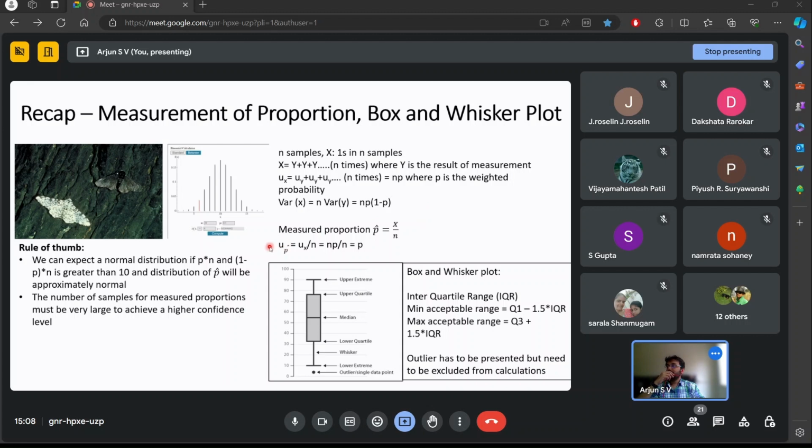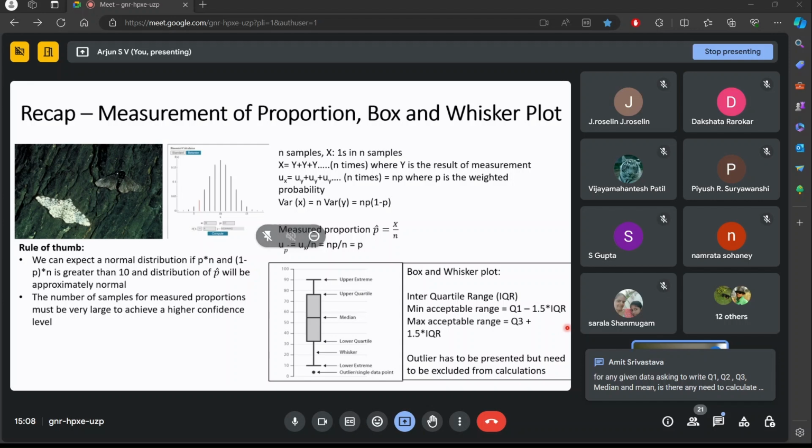And a common rule of thumb which was discussed, for whether the measured proportion will have a normal distribution, was that the probability of the event multiplied by the number of events is greater than 10, and likewise the probability of the opposite event.